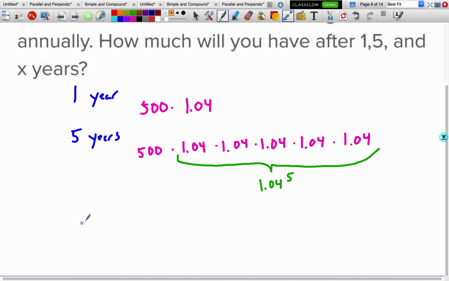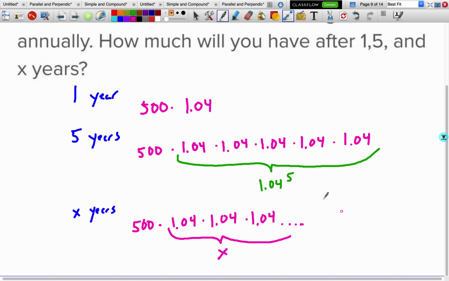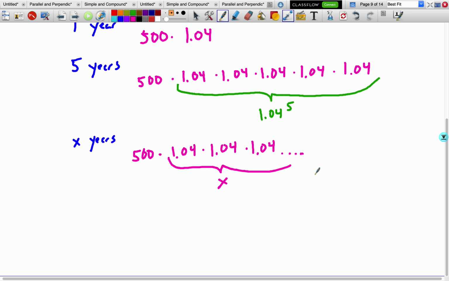So after X years, to get my final amount, I'm going to take 500. I'm going to multiply it by 1.04 times 1.04 times 1.04 dot, dot, dot. I'm going to multiply it by 1.04 x number of times. So I can put that together as an exponent and just do 500 times 1.04 to the power of x. All right, and so what this does is it calculates all of your interest first and then just applies it to your principal.